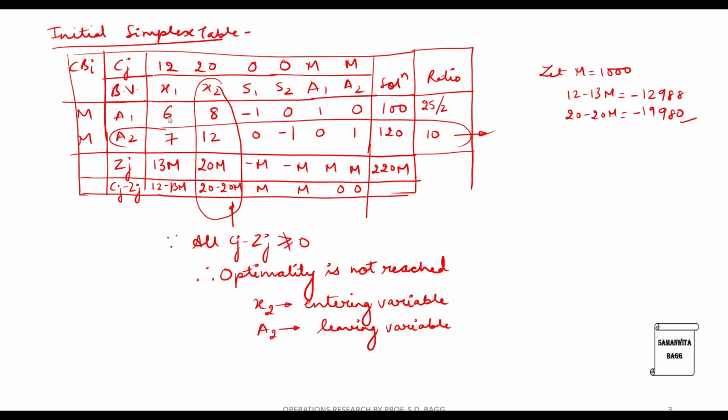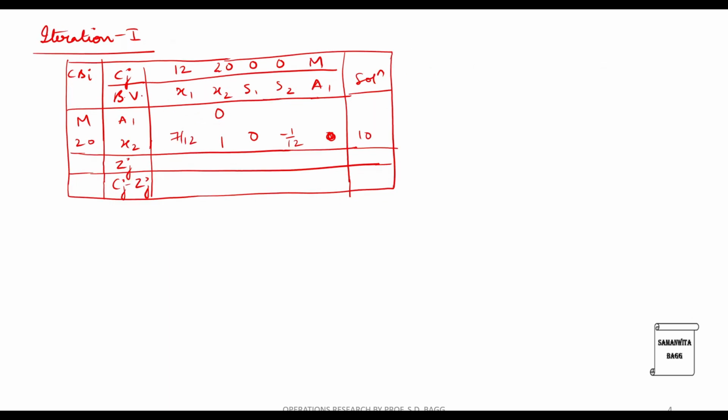Next we will solve for this one. This is 6 minus 56 by 12. This will be 4 by 3. And similarly you can solve for rest of them. This will be minus 1. This is 2 by 3. This is 1 and this is 20.